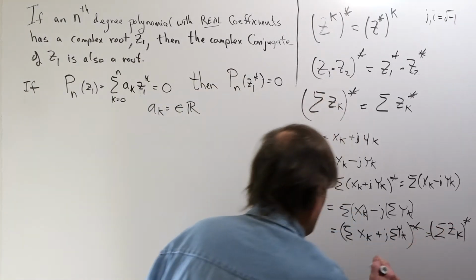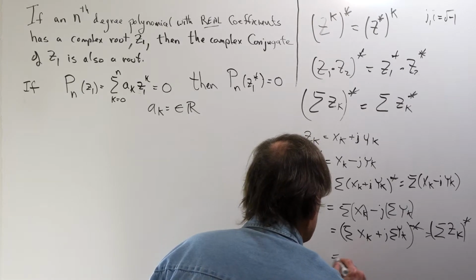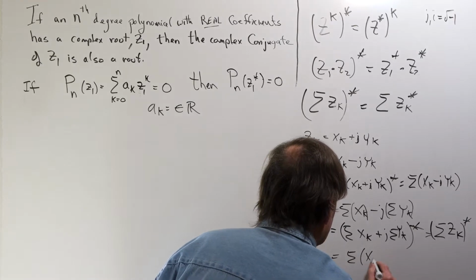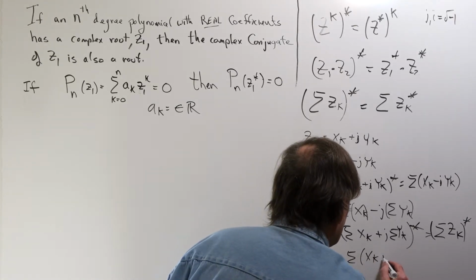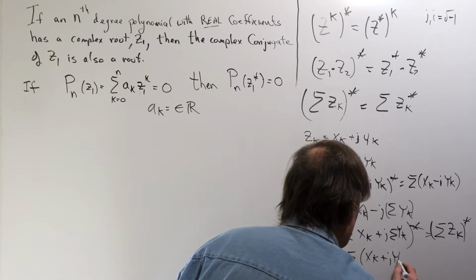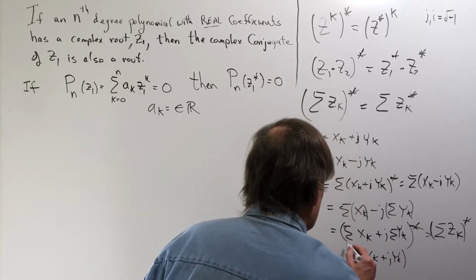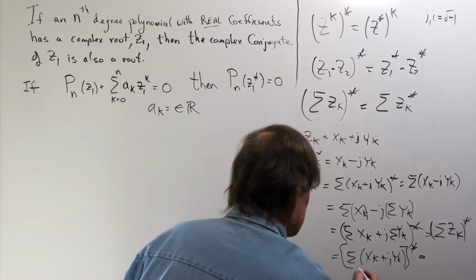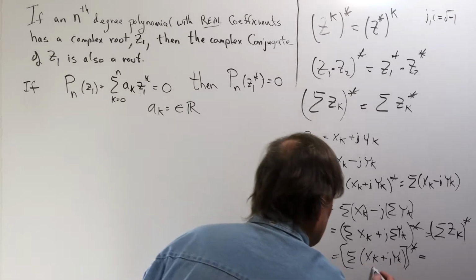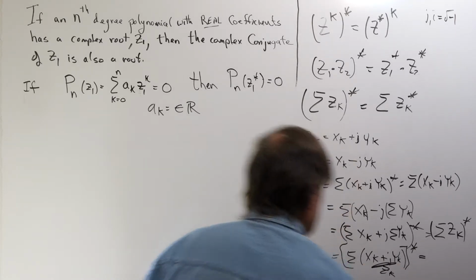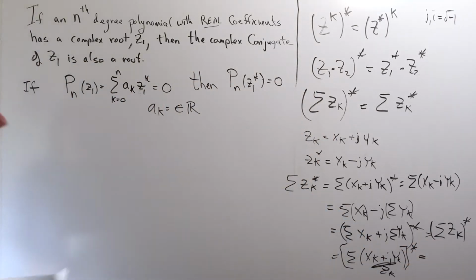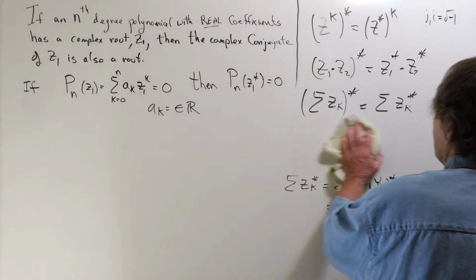In this step, I skipped a step. What we could do here, this could be written as the sum of xk plus jyk, and then this whole thing is conjugated. But this then by definition is zk's. So that's what I have here. Okay, so we have our three properties. Now we'll go ahead and prove the theorem there.